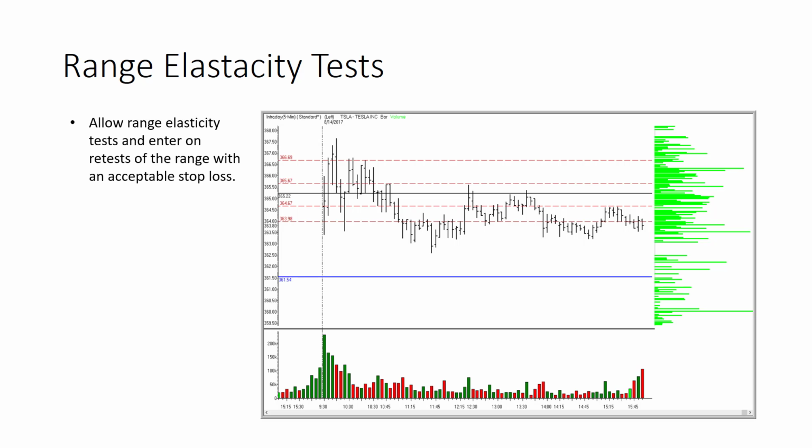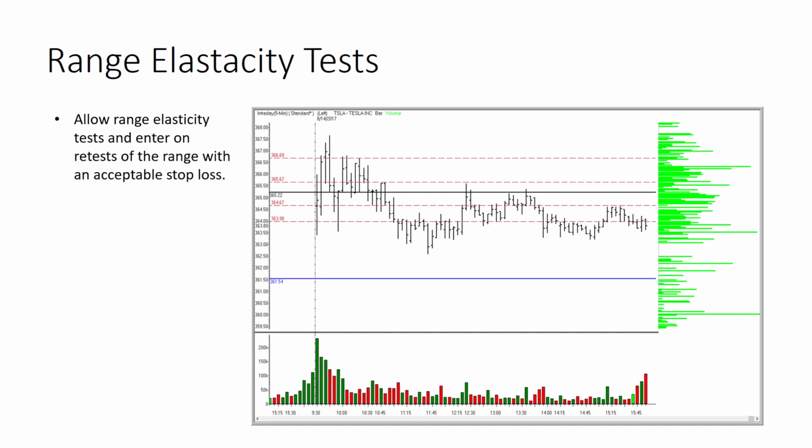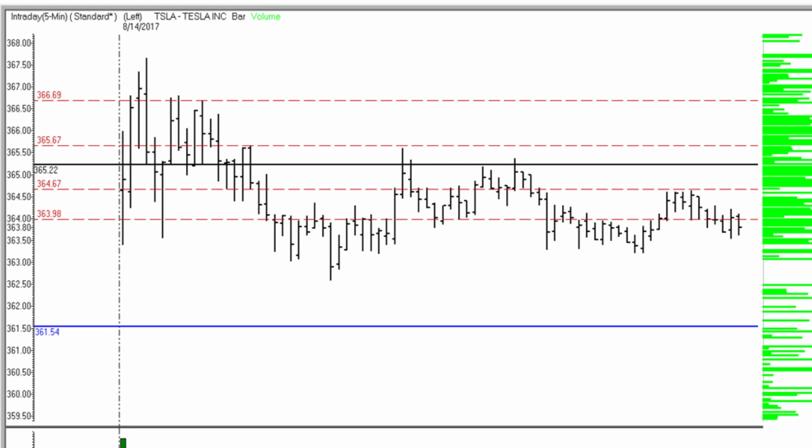The range elasticity tests are going to really help you in figuring out whether or not you've got acceptable stops. So if you look at the early session, you can just see there was just no way to put together a set of bands that made any kind of sense. What you really had to do is wait for the stock to trade within some volatility bands that you could draw, and then only take entries when you had acceptable risk.